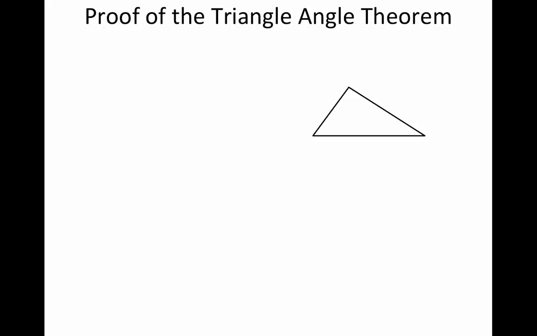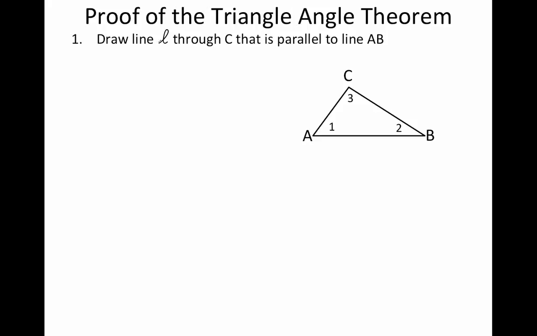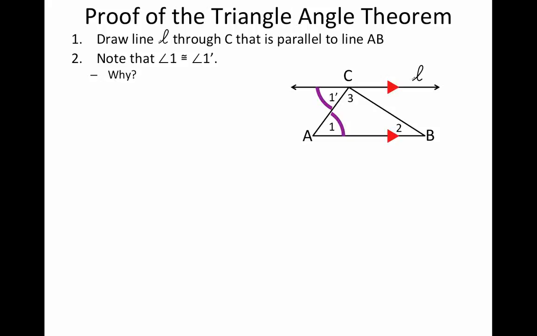So again, let's start out with a triangle, and I'm going to label it ABC, or I could just as easily label it with angle 1, angle 2, and angle 3. The first step is I'm going to draw a line L through point C that is parallel to line AB. So there's that line right there. I just drew that line in there. And secondly, I'll note that angle 1 is equal, the measures are equal, they are congruent angles, to angle 1 prime. And why is that?